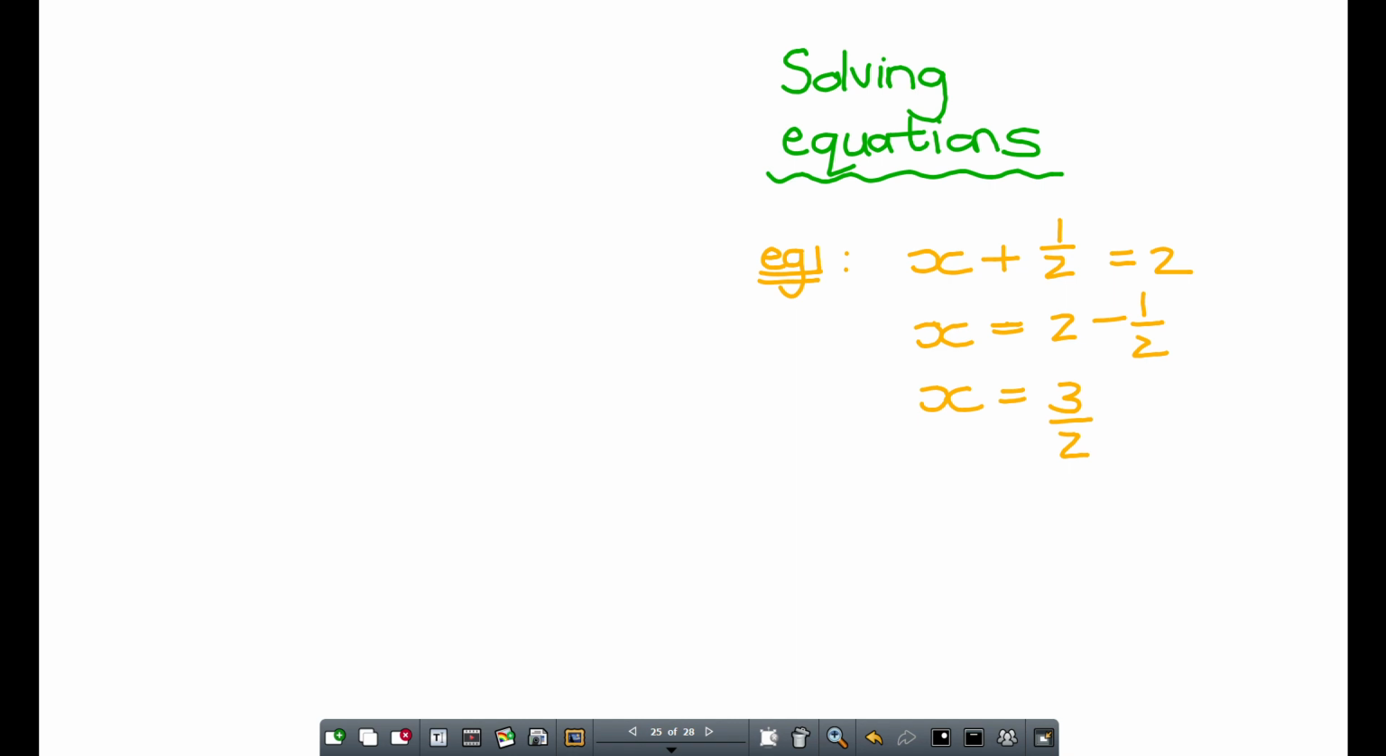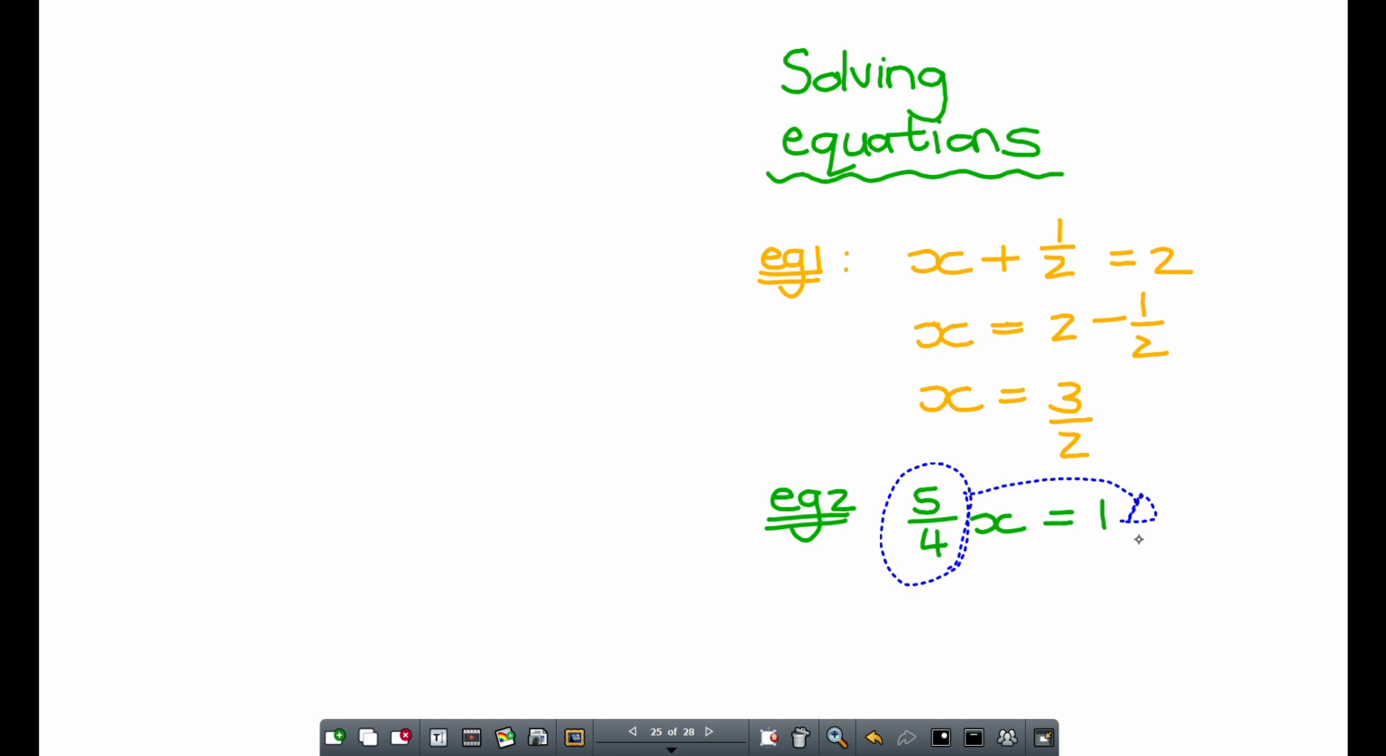Now, next one. 5 over 4 x is equal to 1. Now, one of two things. Obviously, I want to get x alone. So what do I need to get rid of? That 5 over 4. But what's actually written here is 5 over 4 times x. So option 1 is I take that to the other side, so it becomes divided by 5 over 4.